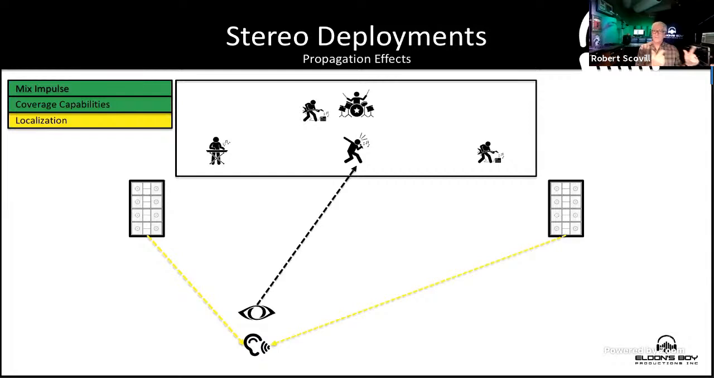But as we start to walk left to right and we get into those positions where we can clearly hear both arrays, but there's offset for the elements that are centered in that mix, then we've got some problems, right? And it's going to kind of chew on them in terms of phase response.